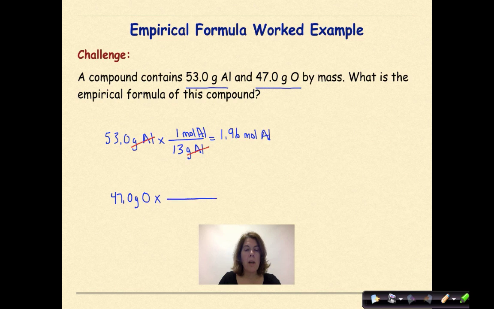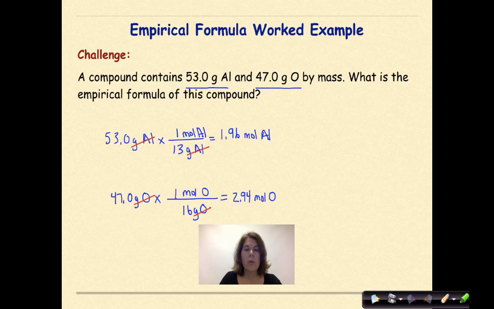Multiplication sign in a line. 16 grams of oxygen per 1 mole of oxygen. Make sure that our units cancel down and to the right. So grams of oxygen cancel grams of oxygen. If we take 47 times 1 divided by 16, our answer will be 2.94 moles of oxygen. Okay, next step is to say which is the smaller value.